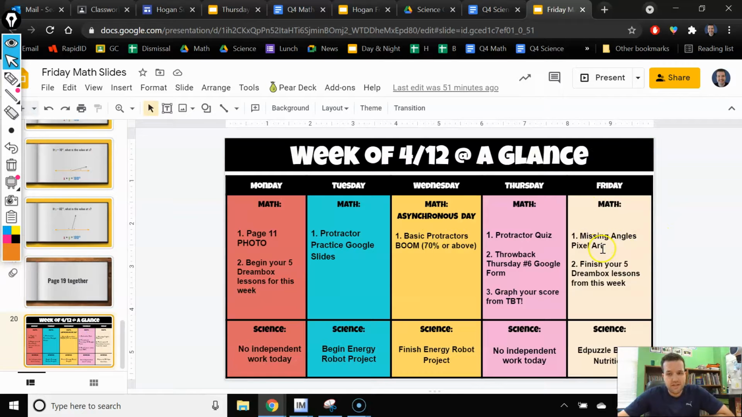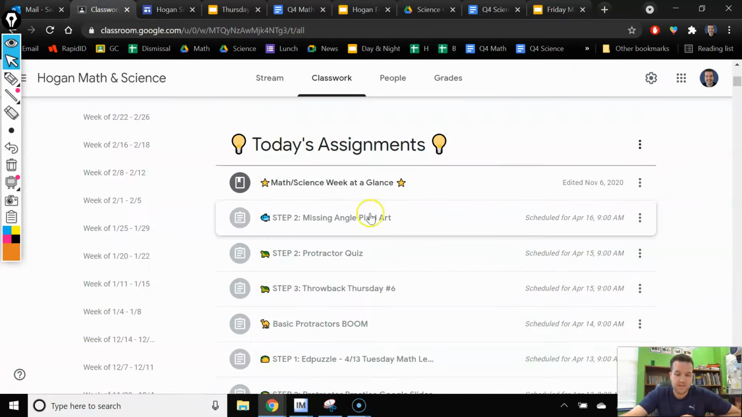You have a pixel art today for independent work. I think you're going to really like it. After you finish the pixel art, just verify that you have finished your 5 Dreambox lessons from this week. Remember, you're supposed to be working on them all week long. If you have not finished them, you need to finish them today. Your pixel art won't take you forever in a day, but it will definitely take you some time. Then when you finish, make sure that you have finished your 5 Dreambox lessons as well.